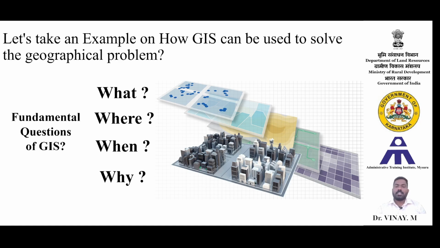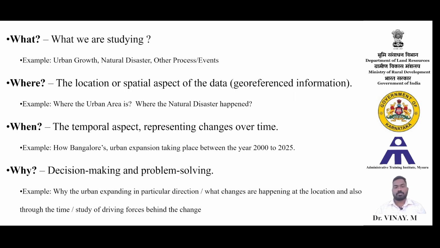When means the time component, the date and time component. Then why: why did the forest fire happen in that particular location, why not in another place. So what are the driving forces behind the particular phenomenon. These are the questions that we need to address in order to solve the geographical problem. Let's look into one example. What are we studying: urban growth, a natural disaster, or even a man-made disaster, whatever other process or event. Let's take the example of temperature, pressure, humidity, sea level rise, global warming. So you can take all these examples.